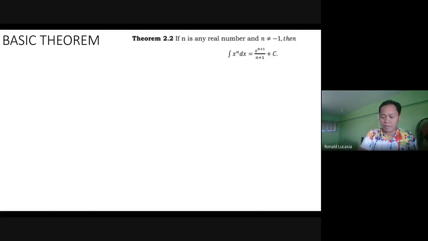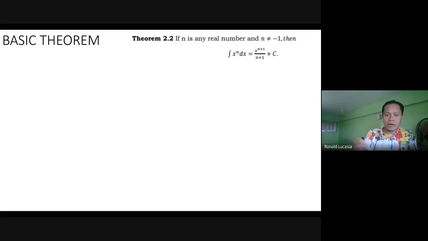and n must not be equal to negative 1, then the anti-differentiation of x raised to the power of n, or the integral of x raised to the power of n dx, is equal to x raised to the power of n plus 1 over n plus 1 plus c. Observe that the exponent there is n, and then we added 1. Whatever is in the exponent, we are going to rewrite it in the denominator. So in getting the derivative, we subtract 1 from the exponent, but here we will be adding to get the antiderivative.